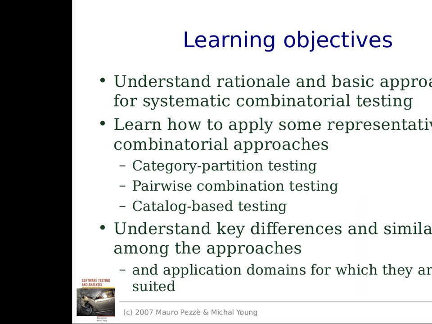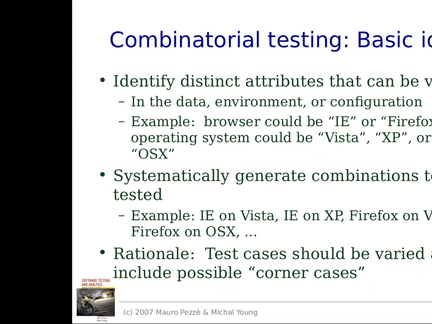Alright, so we're going to cover category partitioning, pairwise combination testing, and then catalog-based testing. So the basic idea is that there's distinct attributes about our testing framework. For example, our browser may be different types in our operating system. We want to systematically generate the combinations to be tested. We want to be varied and be able to capture enough of these possible corner cases to give us reasonable confidence that our program is working sufficiently.